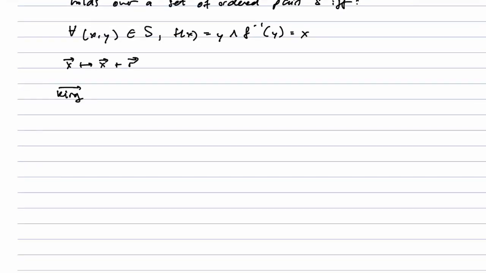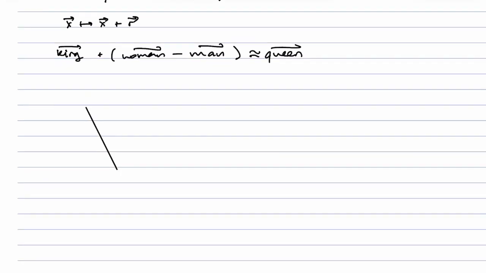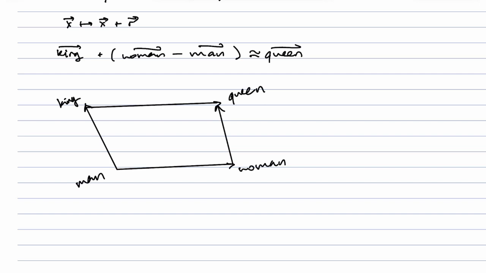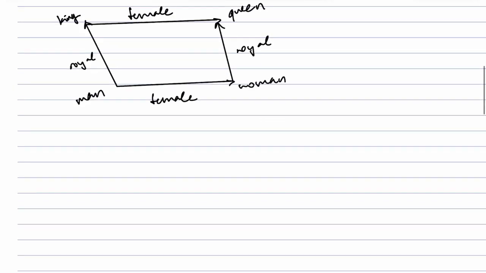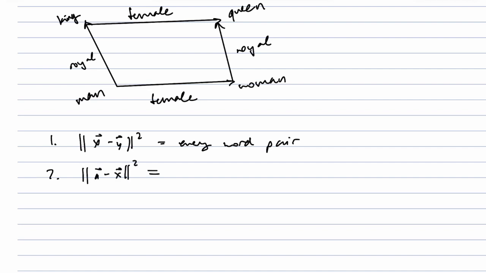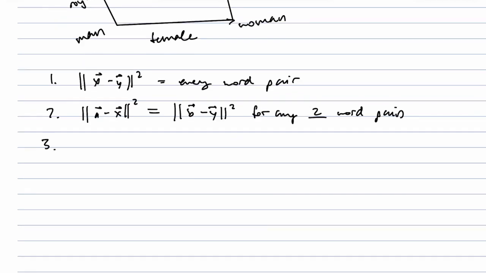A very famous example to represent linear word analogies is king minus man plus woman is approximately equal to queen. Since this holds exactly true, the vector space actually forms a parallelogram structure because each pair of opposite sides are equal in length. So this linear word analogy holds exactly over a set of ordered pairs S if and only if the squared norm of x minus y is the same for every word pair, the squared norm of a minus x is equal to the squared norm of b minus y, and finally that the vectors of all the words in S are coplanar.